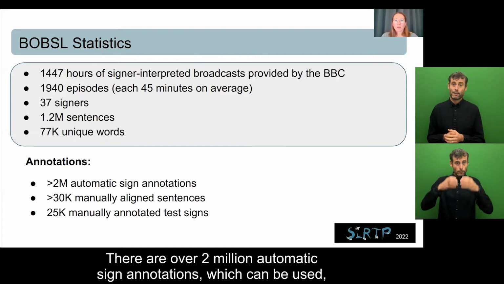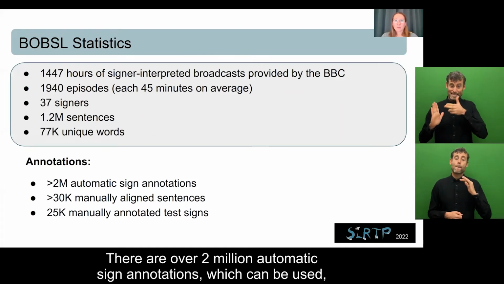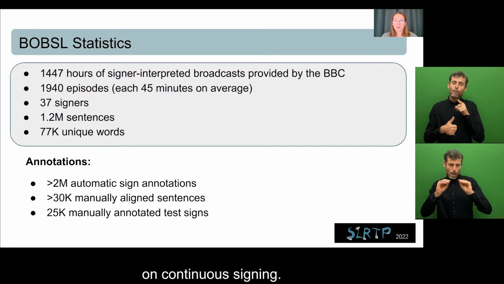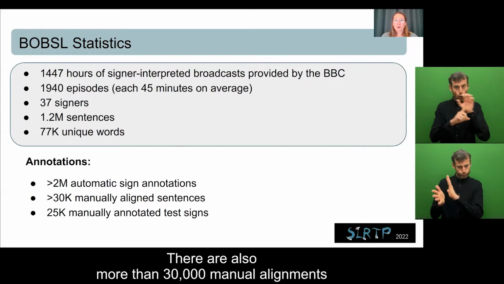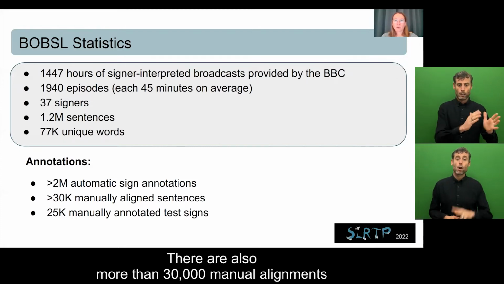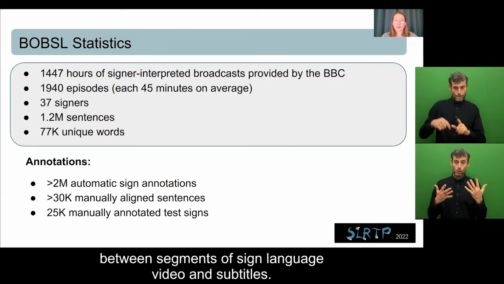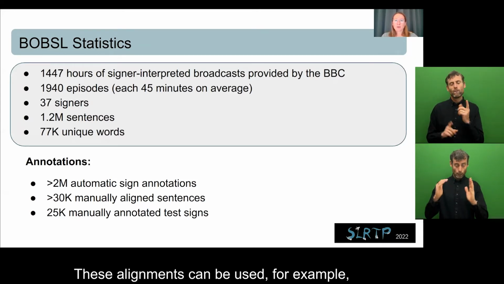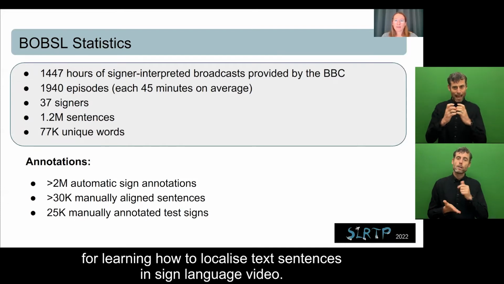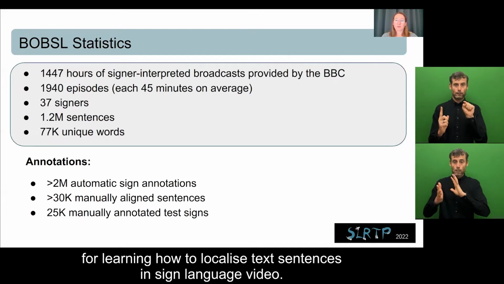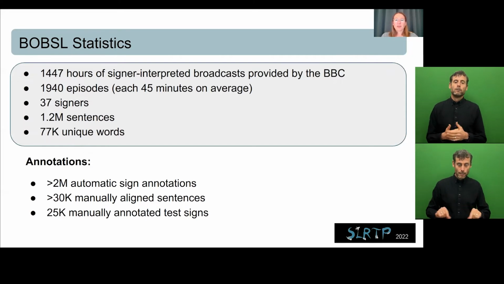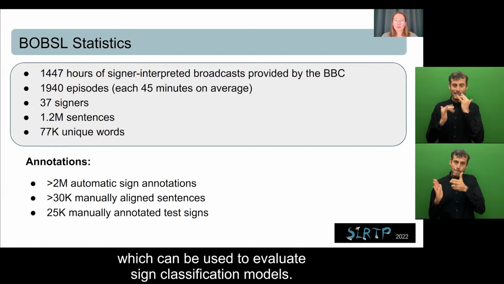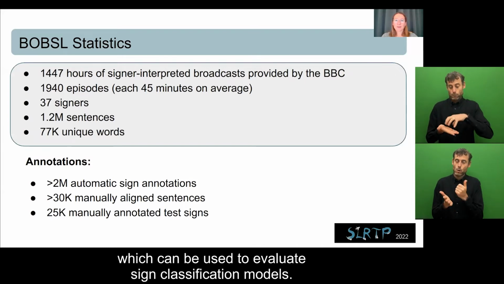There are over 2 million automatic sign annotations, which can be used, for example, for training sign classification models on continuous signing. There are also more than 30,000 manual alignments between segments of sign language video and subtitles. These alignments can be used, for example, for learning how to localize text sentences in sign language video. There are around 25,000 manually annotated test signs, which can be used to evaluate sign classification models.